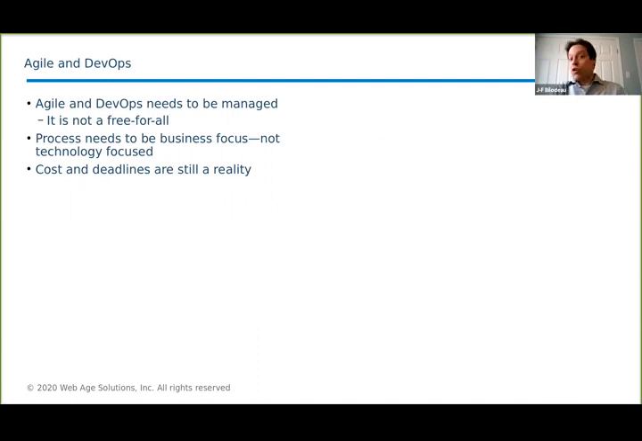It doesn't mean that I need to crack the whip and discipline my team, but I'll be honest with you, I find that managing an iterative, agile, DevOps environment requires more discipline than managing a waterfall process. Why does it require more discipline?